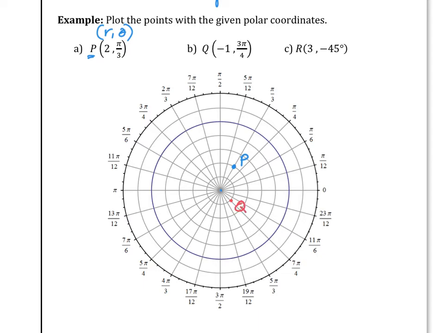All right, please pause the video and then try the next one. 3, -45 degrees. All right, let's see if you got the right answer. 3 means go in the positive r, 3: 1, 2, 3. And then -45 means you go in a negative angle direction, 45 degrees. 45 degrees is right here, so this is r.